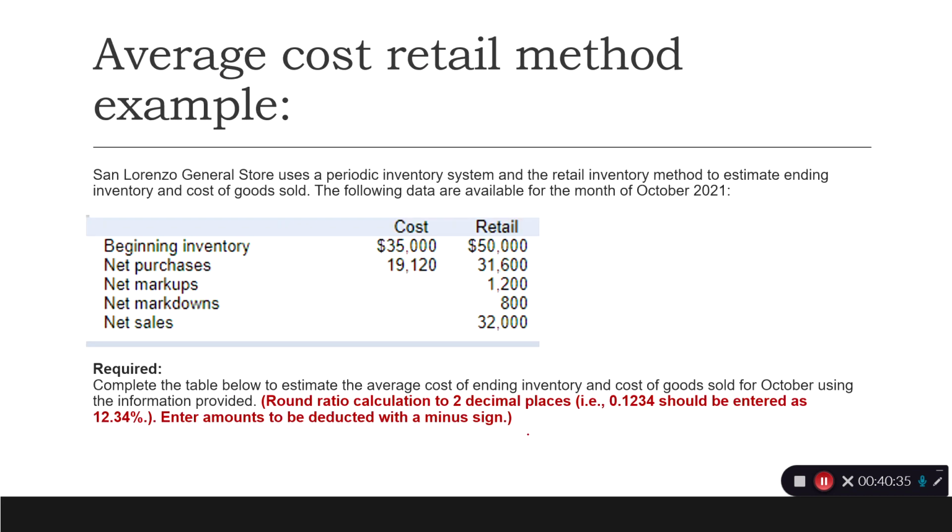Let's look at an example. San Lorenzo General Stores uses a periodic inventory system and the retail inventory method to estimate ending inventory and cost of goods sold. The following data is available for the month of October 2021. The beginning inventory and net purchases are given at cost and at retail, and also markups, markdowns, and net sales. The question is to complete the table below, estimating the average cost of ending inventory and the cost of goods sold for October using the information provided.